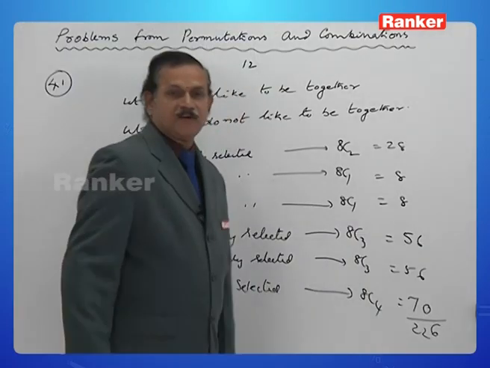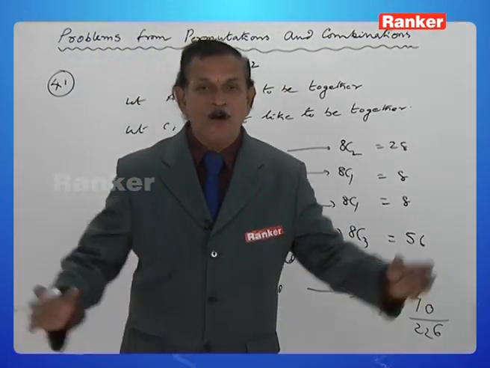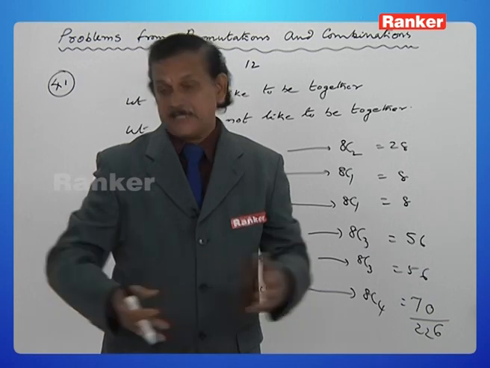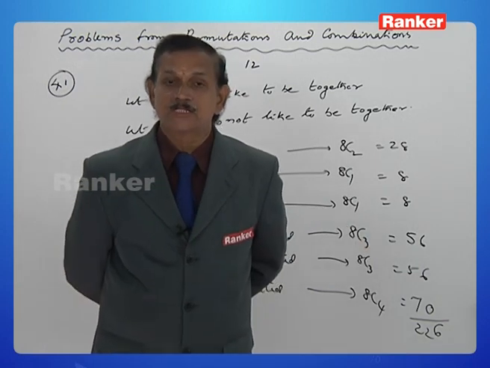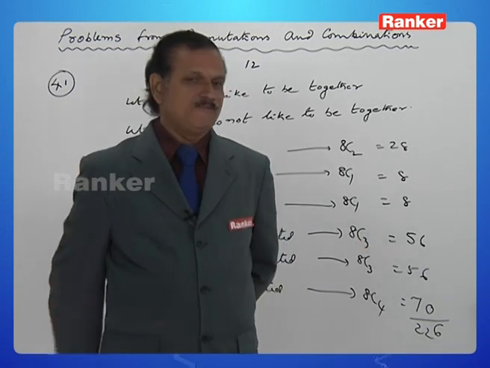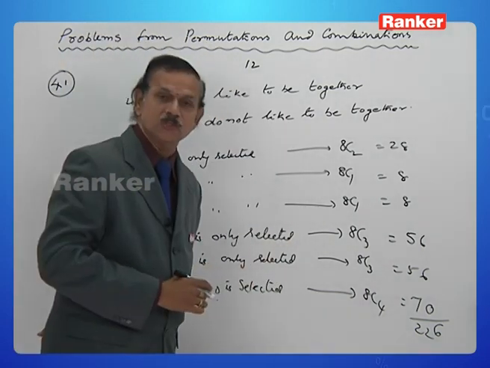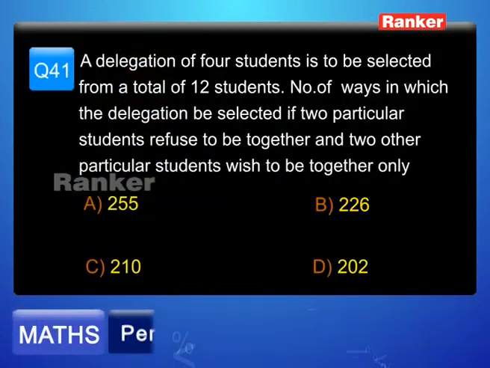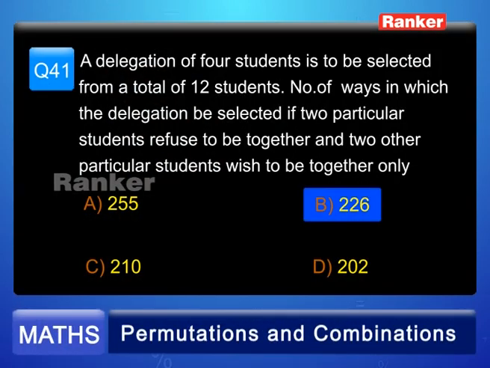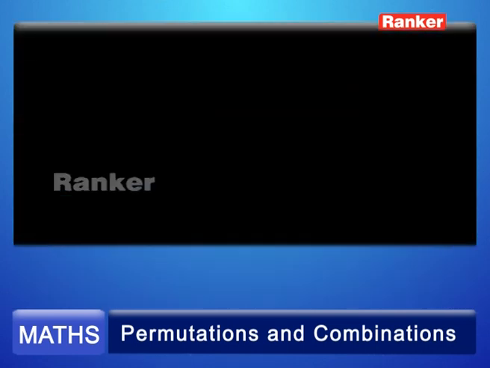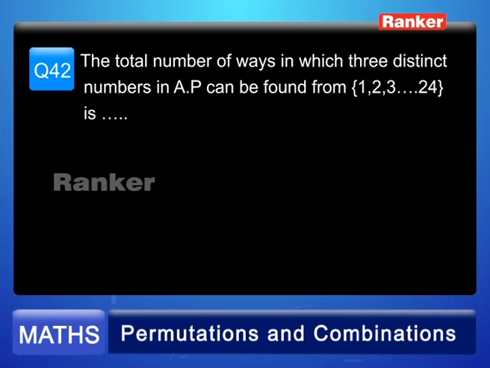226. So what is the total number of ways of forming that delegation? That is, the number of committees comprising 4 students with the restrictions given. This is the way of selecting those. What is the right answer? 226. That is, the right option is the second option, option B. Now the next question before us is question number 42.